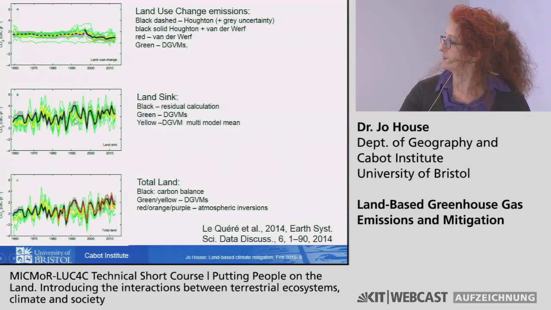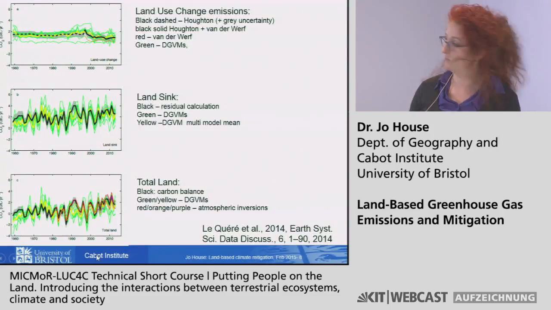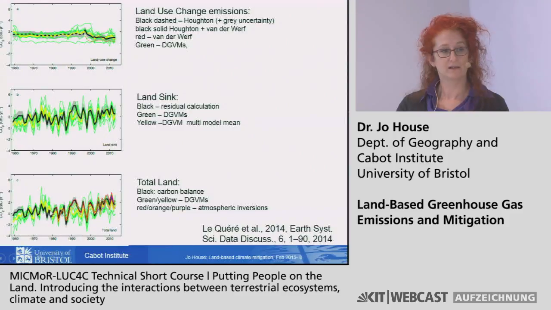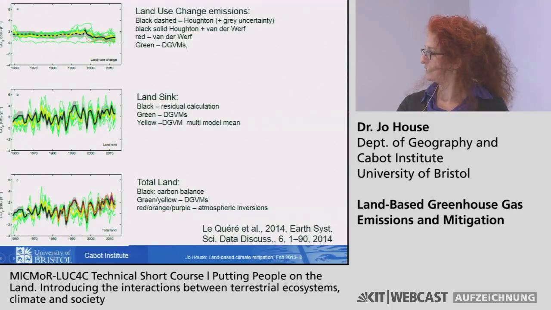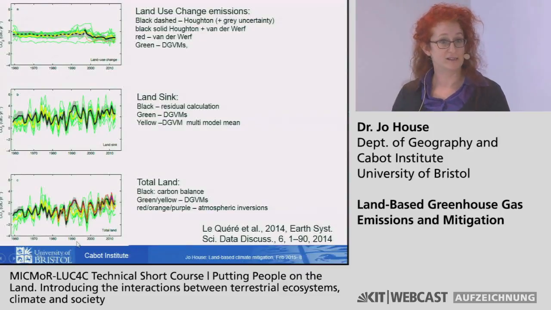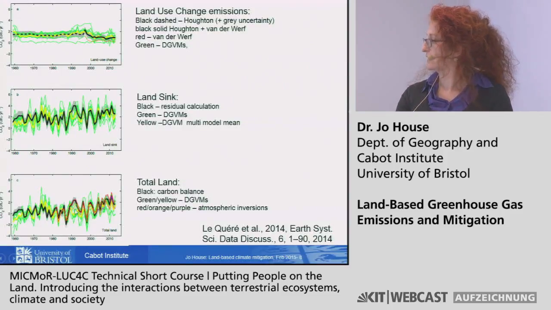The yellow is the model mean for the residual, and the green lines are all the individual model results. And so you get your total land balance here, where the black is the total net land sink, because the land is currently a sink overall when you consider land use change and you consider this uptake. The black line again is our calculations, and the green are the models, with the yellow being the model mean.